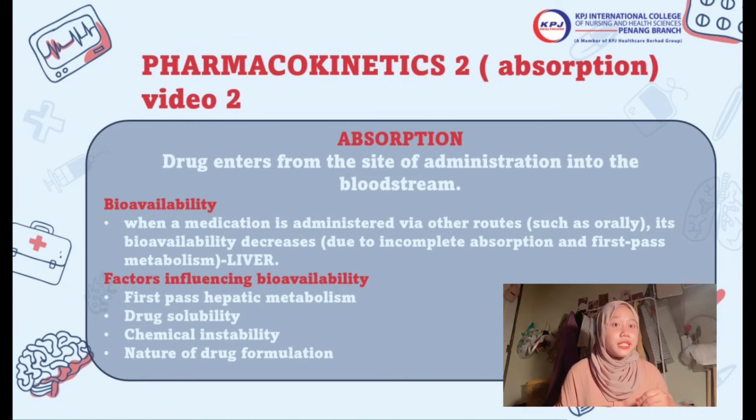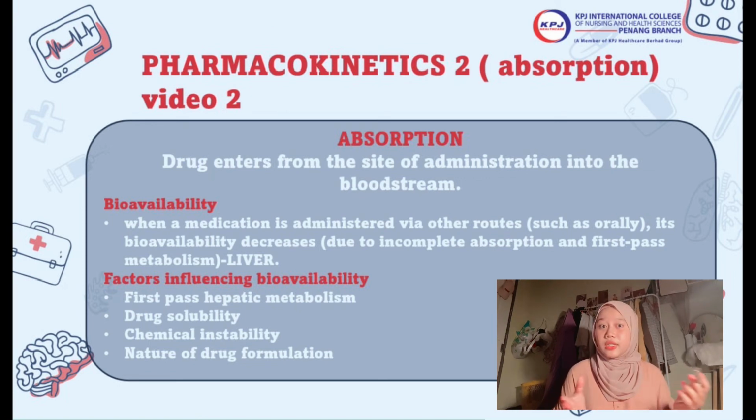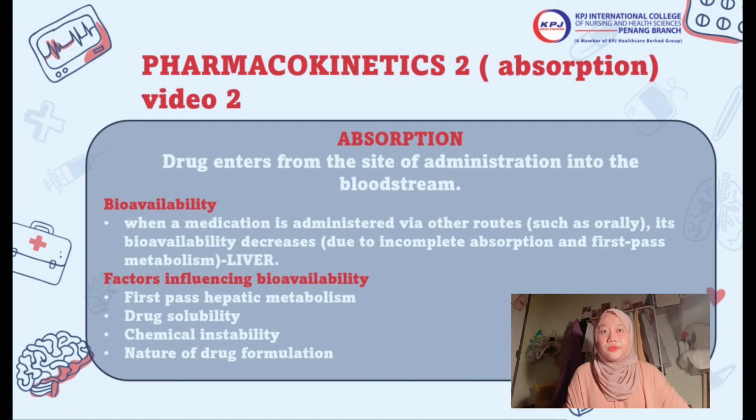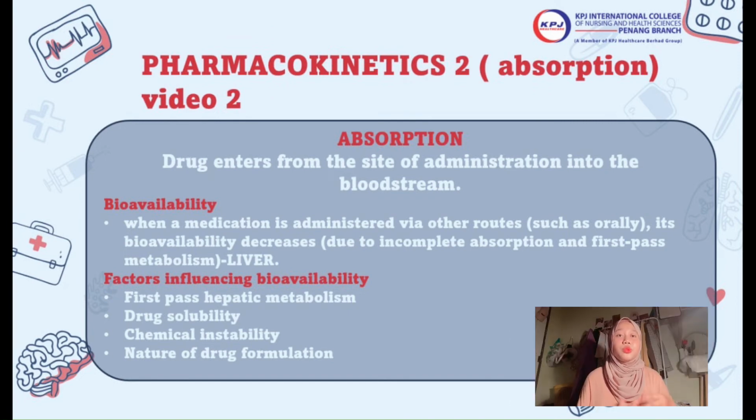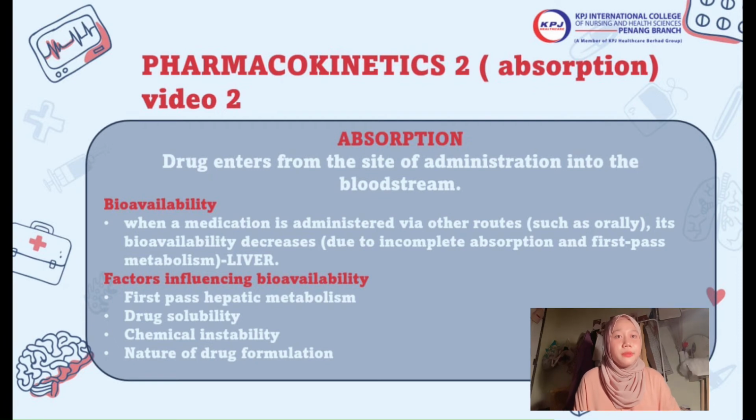However, when a medication is administered via other routes, such as orally, its bioavailability decreases due to incomplete absorption and first-pass metabolism, such as in the liver. Next, we have factors influencing bioavailability. What is first-pass hepatic metabolism? It is when GI absorption occurs through the portal circulation, which passes through the liver prior to reaching systemic circulation. And if the drug metabolism occurs in the liver, this process diminishes the drug reaching the systemic circulation.